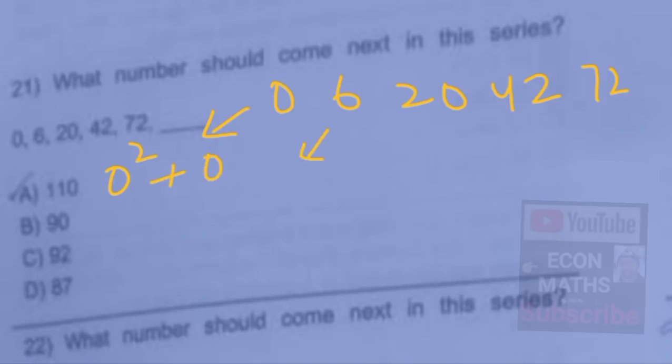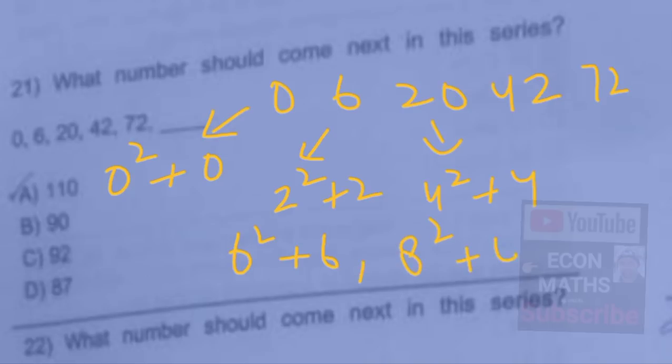Next question is, what number should come next in the series? The series is 0, 6, 20, 42 and 72. So the pattern is something like this. 0 comes by 0 square plus 0, 6 comes by 2 square plus 2 is equal to 6, and 20 is 4 square plus 4, and 42 would be 6 square plus 6, and 72 is 8 square plus 8.